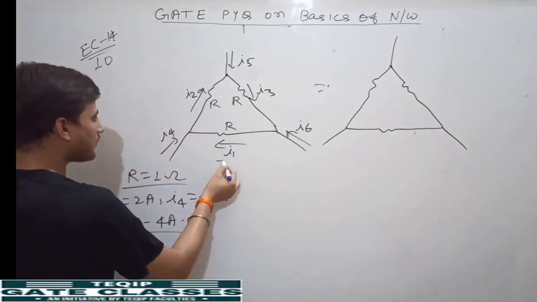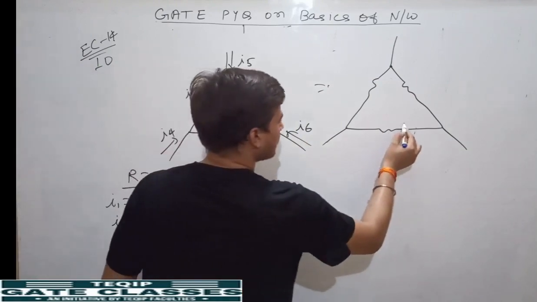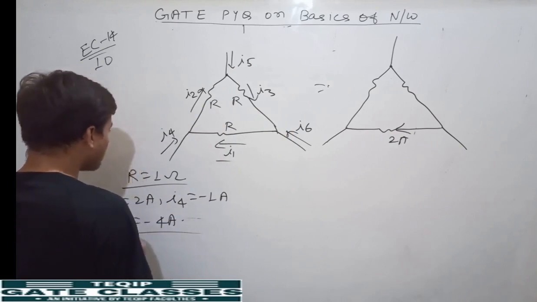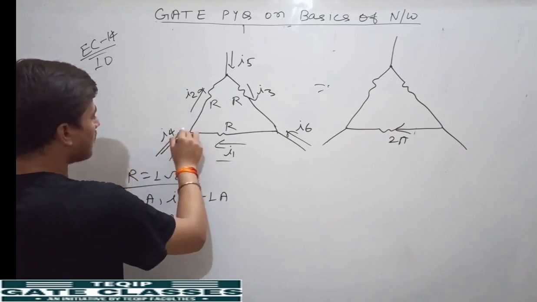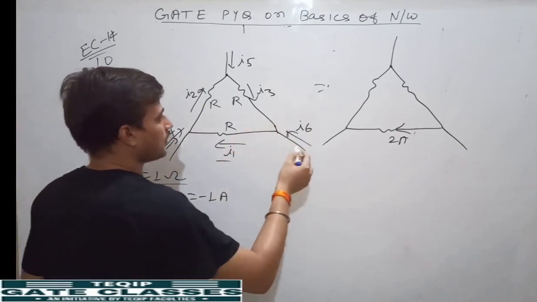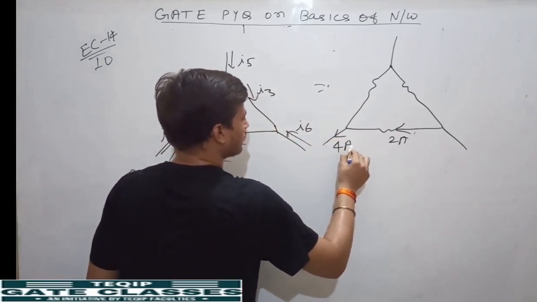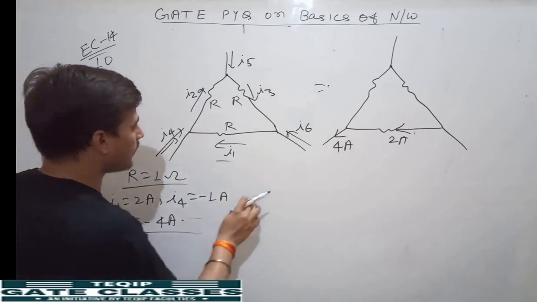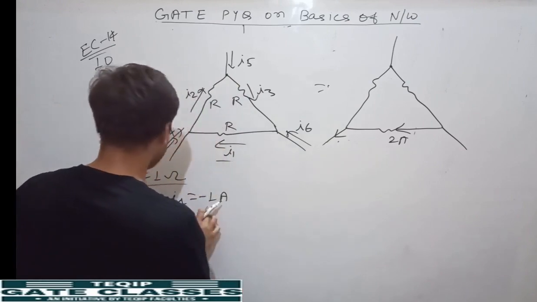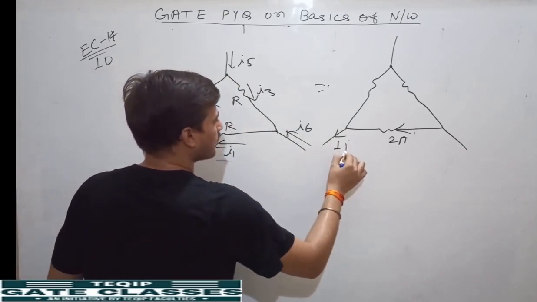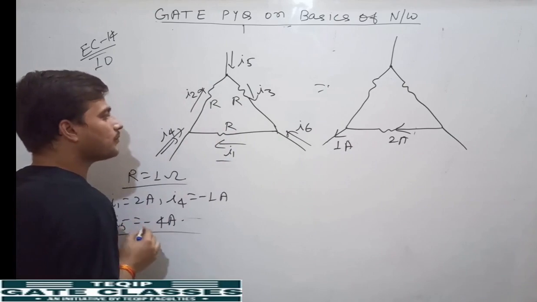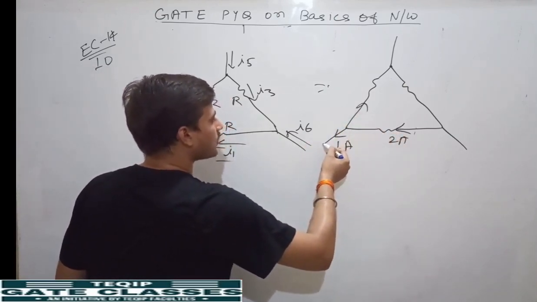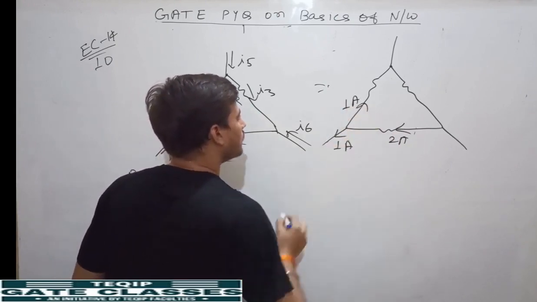Here it is given I1 equal to 2 ampere, so directly write here 2 ampere. Next, I4 is equal to minus 1 ampere. This is I4. Incoming current is minus 1 ampere, that means here it will be outgoing current of 1 ampere. If it is 1 ampere, then this current will be how much? 2 ampere current is entering, 1 ampere is coming out, that means this current will be 1 ampere.